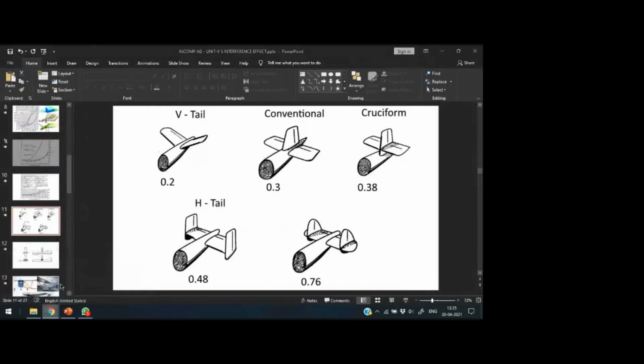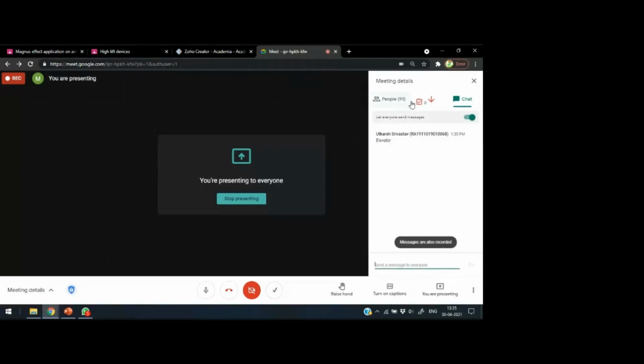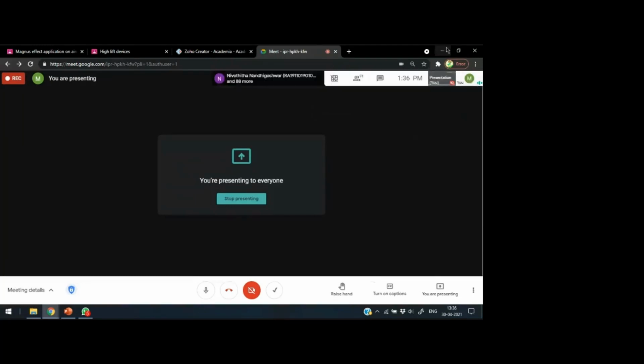No connectivity issue, right? Yes, sir. Okay. Elevator. You could answer, right? Elevator.